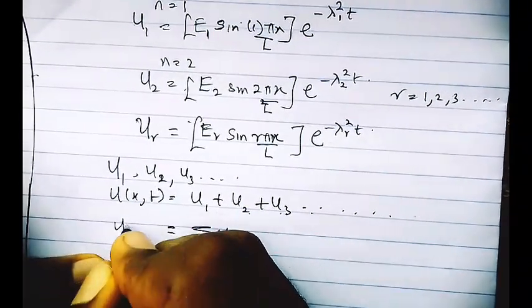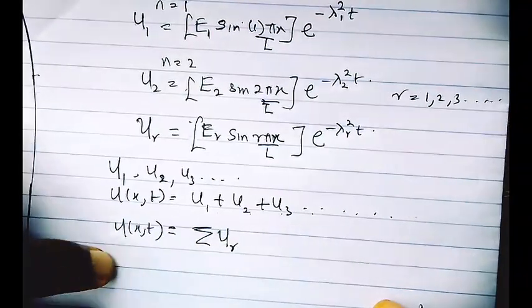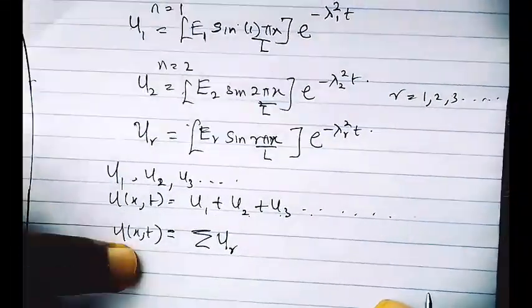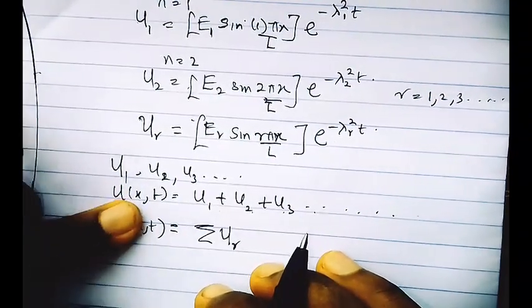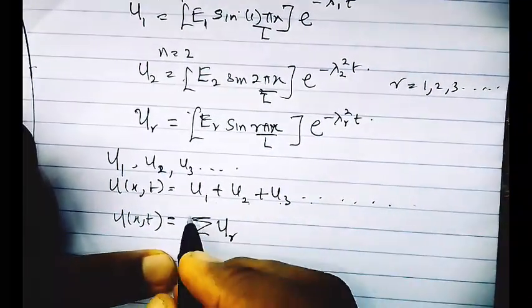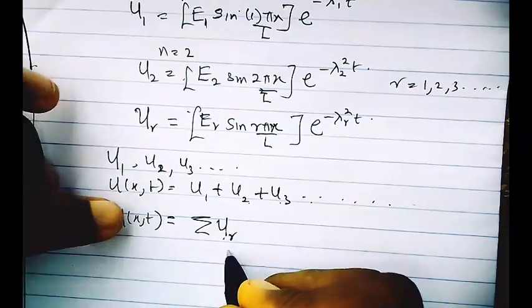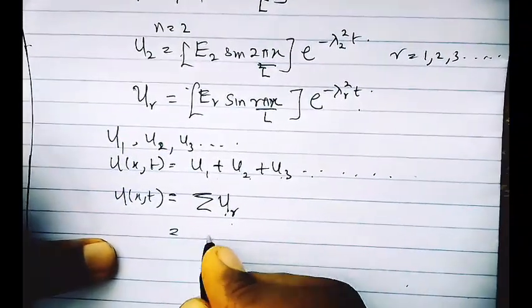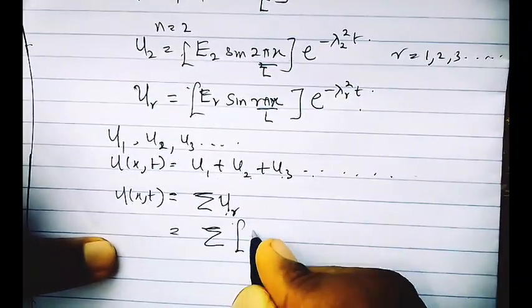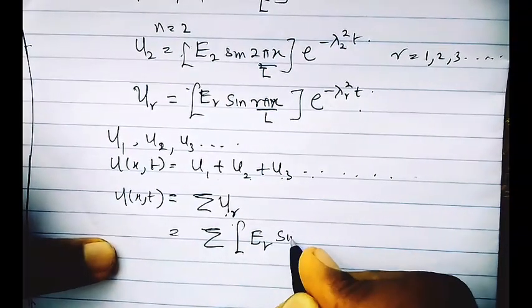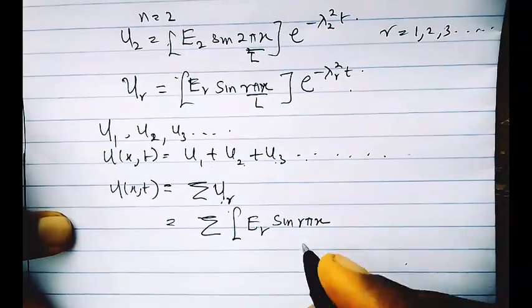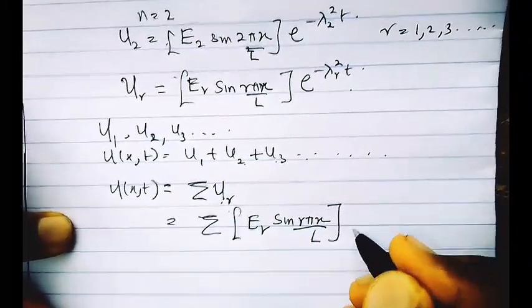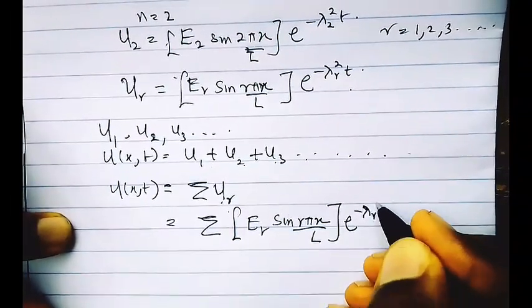If u1, u2 are solutions of u, adding the whole solutions together will give me my u, which is a function of x and t. This can also be expressed as a summation. Since my ur is equal to this, I can express it as the summation of e subscript r sine r pi x over l exponential minus lambda r square t.